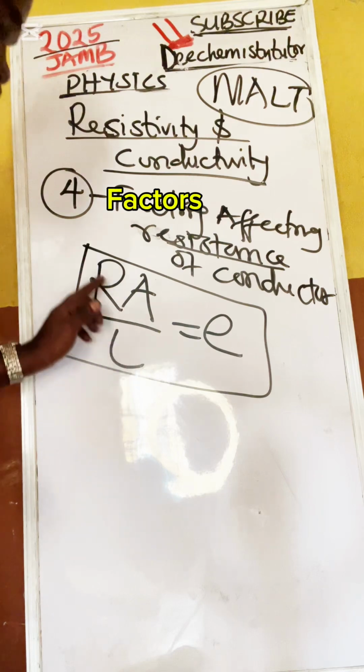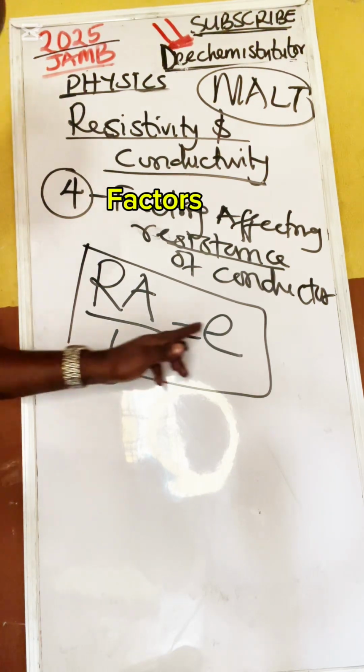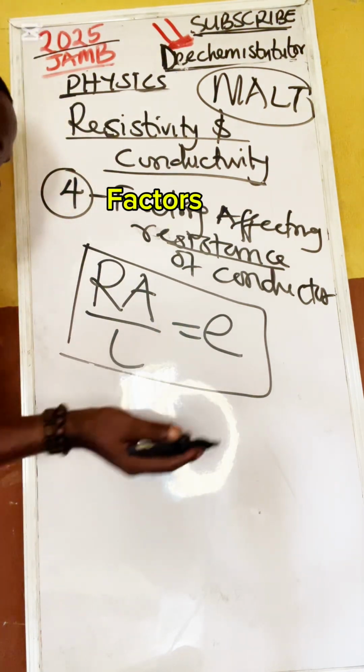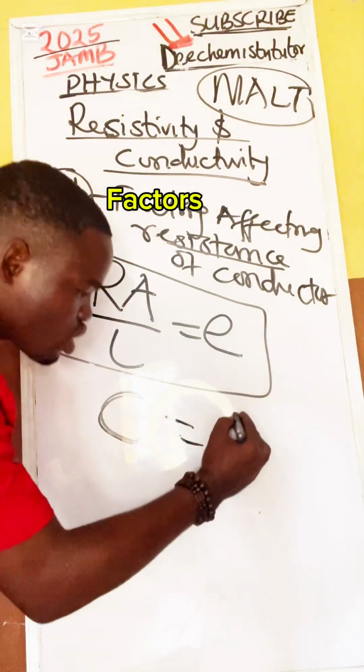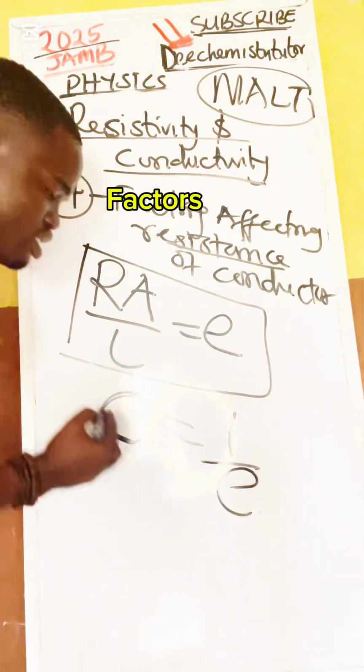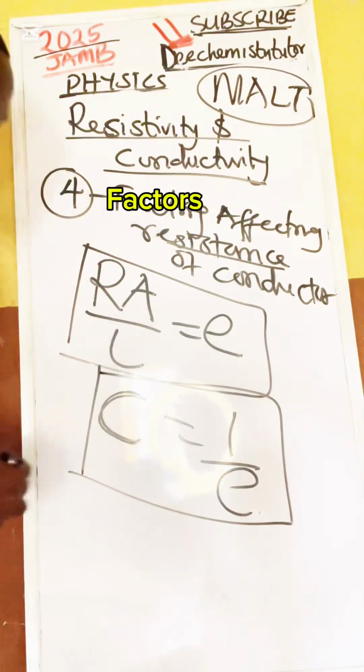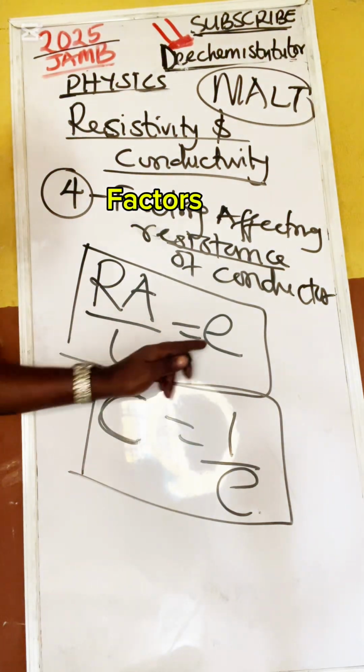Now, if I know that RA over L equals resistivity, that means it's just easy. That conductivity, I'm using C O so I don't miss it, equals what? 1 over resistivity. No problem. That's all.